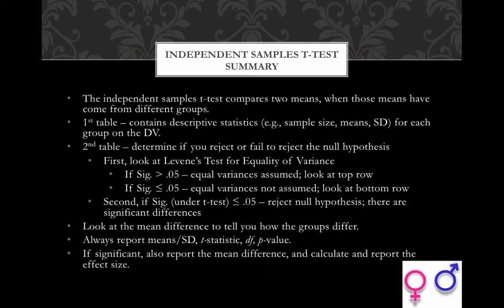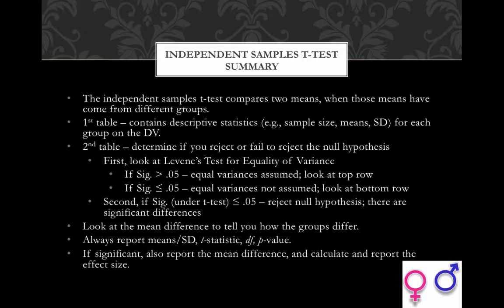We then look at the first table, which gives us our descriptive statistics. Our second table is what we use to go ahead and make our decision, whether you reject or fail to reject the null hypothesis. And so we look at the second table to really come up with step 4, which is making a decision. And so we first have to look at Levene's test for equality of variances. Look at the first sig in that table. If it's greater than 0.05, which means it's the null, we assume equal variances, and we look at all of the data in the top row under the t-test.